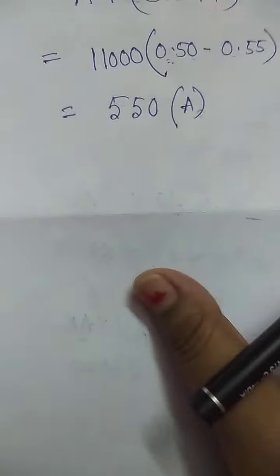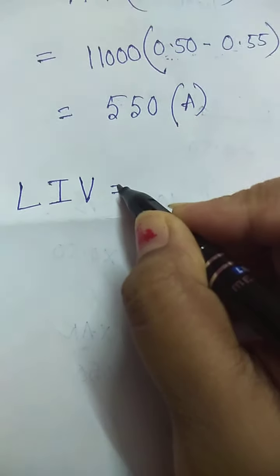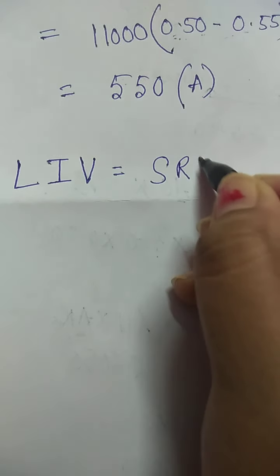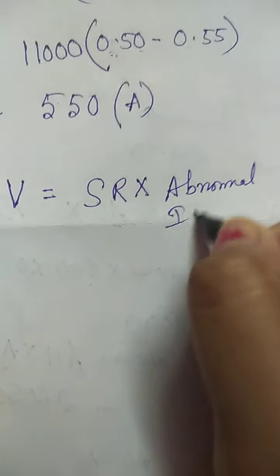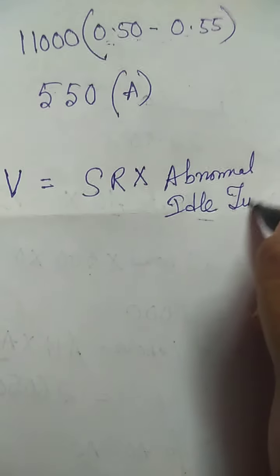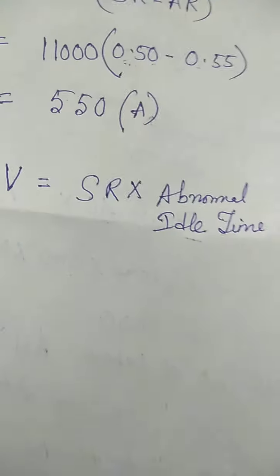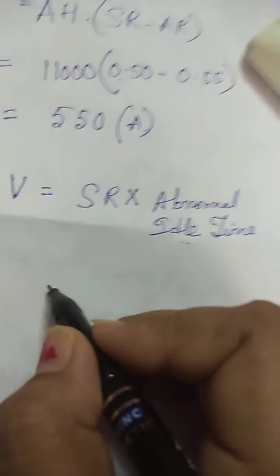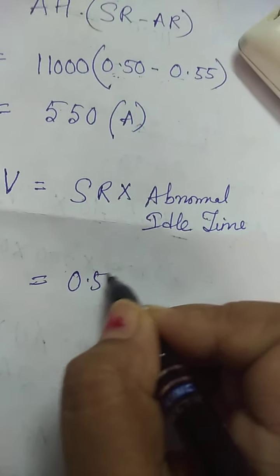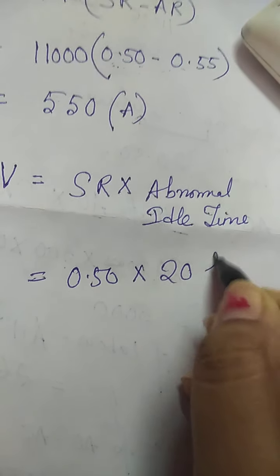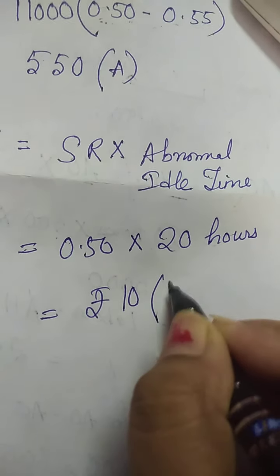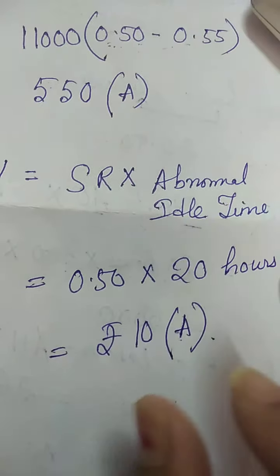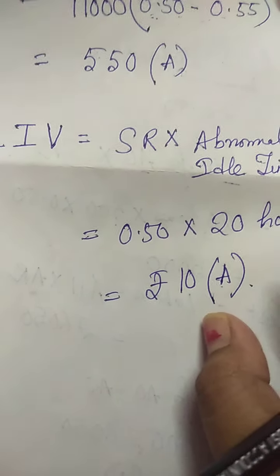Costing really is easy, my friend. Next is labor idle time variance. Idle time, what we know, is standard rate into abnormal idle time, and idle time is always negative. Standard rate is how much? Standard rate is 50 paise, and abnormal idle time is 20 hours. So it's coming to rupees 10 adverse. Labor idle time variance is always adverse.